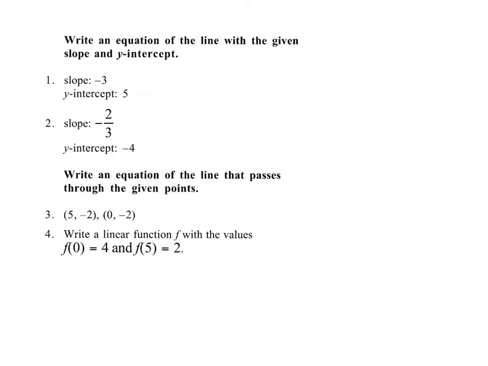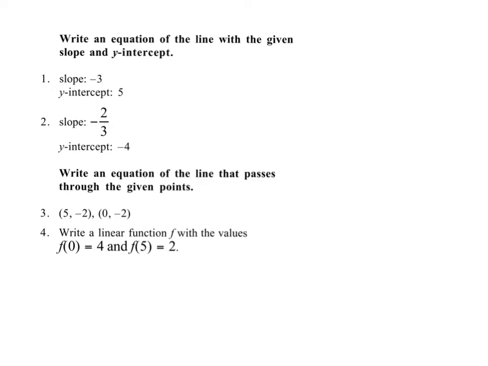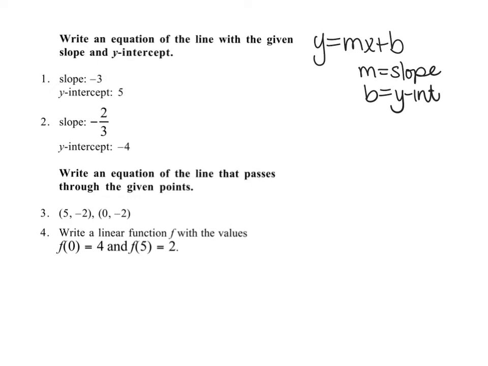This is writing the equation in slope-intercept form, and this is when we're given most of the information. So we're going to use y equals mx plus b to start, remembering that m is our slope and b is our y-intercept. So for number 1, if the slope is -3 and the y-intercept is 5, we're going to plug in -3 for m, and then we're going to plug in 5 for b. So y equals -3x plus 5.